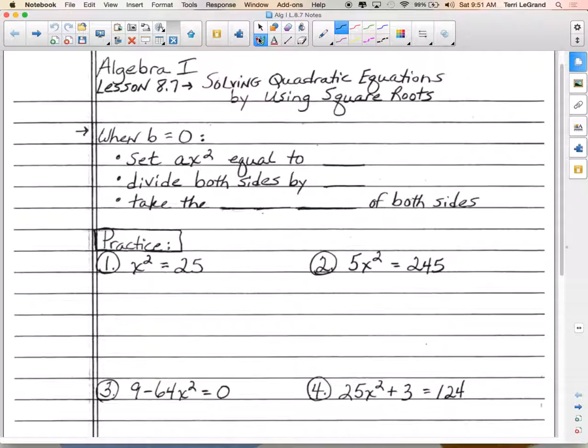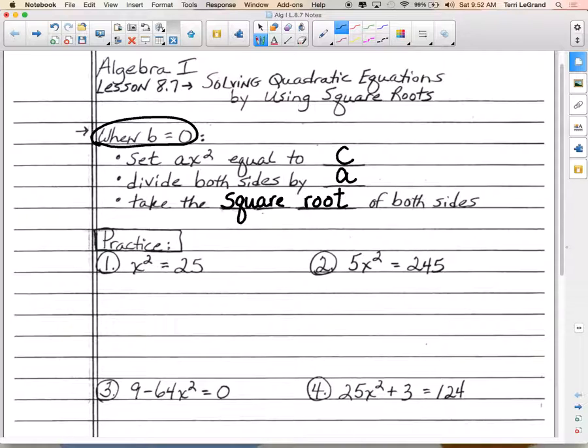So the first thing I would like you to do is probably circle when our b value is equal to 0. So in other words, if we do not have the bx term, because b times x, 0 times x would be 0, the x term would be wiped out. So if there's no x term in our quadratic, we can use this method. So we're going to set the ax squared equal to the c term, to the constant. We're going to divide both sides by the a term, and then we can take the square root of both sides.